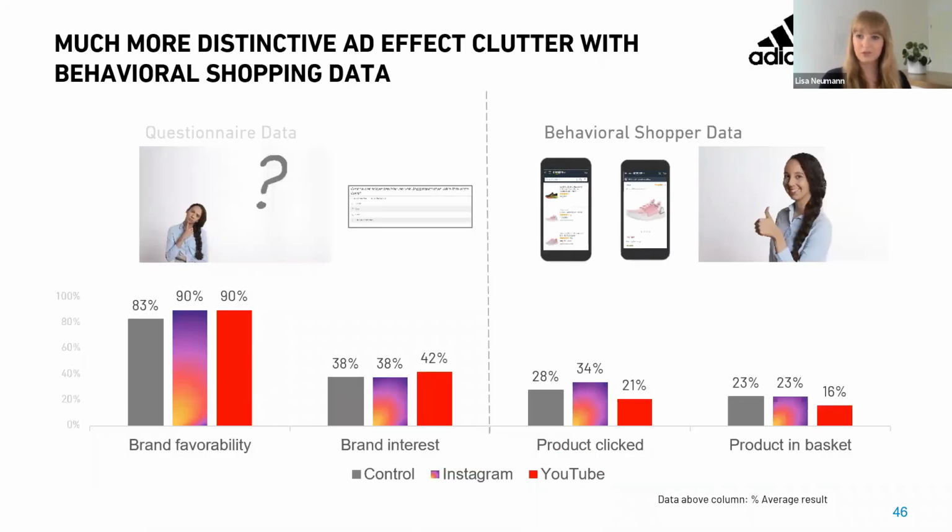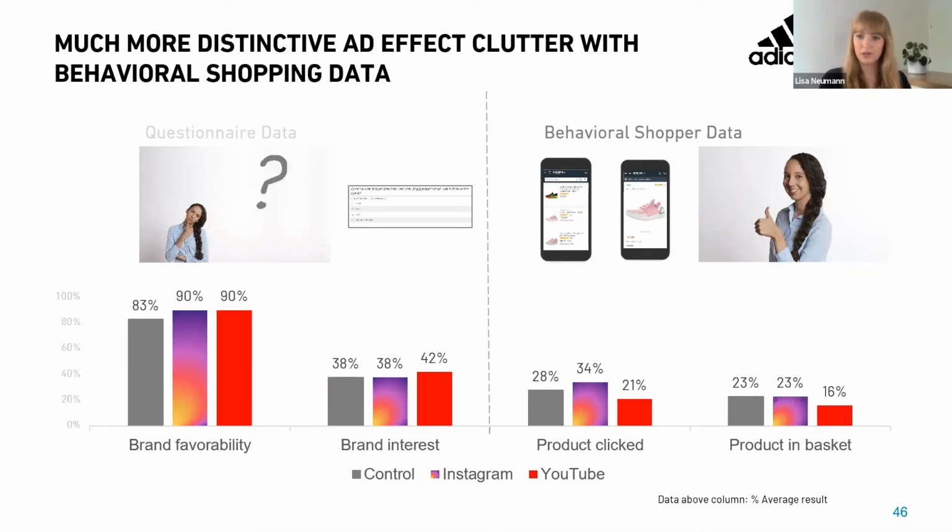So far we already saw a lot of interesting general results, platform differences, as well as brand differences. And now we want to compare data from our questionnaire with our behavioral data from the Amazon shopping task. Again, here you can see data for the control group in gray, as well as the Instagram and YouTube test groups for Adidas.